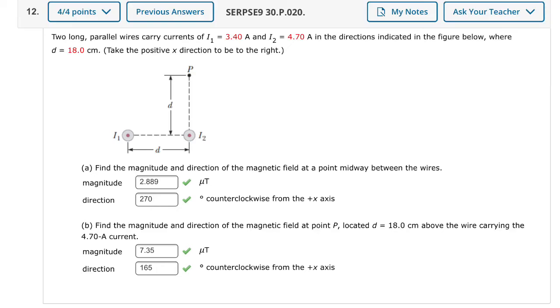Two long parallel wires carry currents of I1 = 3.4 amps and I2 = 4.7 amps in the directions indicated in the figure below, where D = 18 centimeters. A. Find the magnitude and direction of the magnetic field at a point midway between the wires. B. Find the magnitude and direction of the magnetic field at point P, located 18 centimeters above the wire carrying the 4.7 amp current.